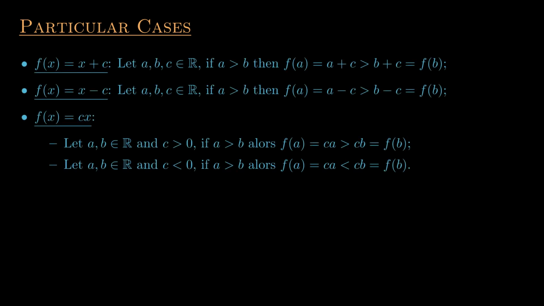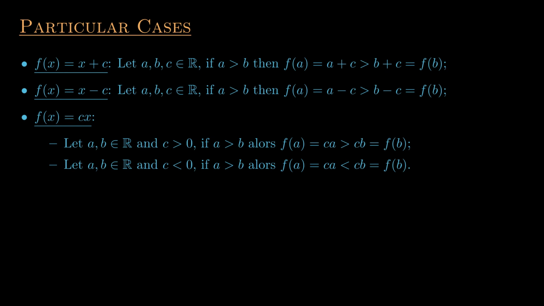Here the first case corresponds to f of x equal to x plus c. If you have a is greater than b, you apply the function f on both sides of the inequality, and because x plus c is an increasing function, the sign of the inequality doesn't become the opposite, so it's conserved. Similarly for f of x equal to x minus c, this is an increasing function, so same principle: you can apply the function on both sides of the inequality without having to change the sign.